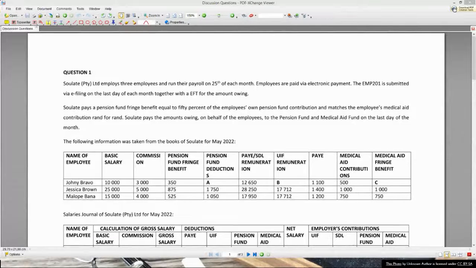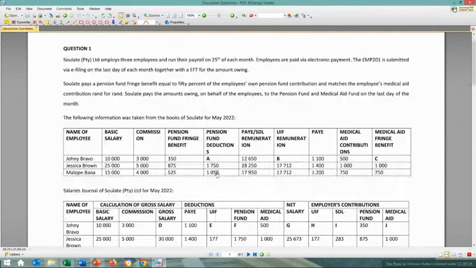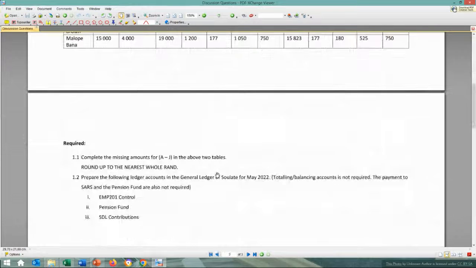Okay, so let's look at the question pertaining specifically to our salaries and wages. So the first thing you have to do is the required. So let's see what we are required to do. They want you to complete the missing amounts for A to J in the above two tables and round up to the nearest whole rand. So we have to round up.